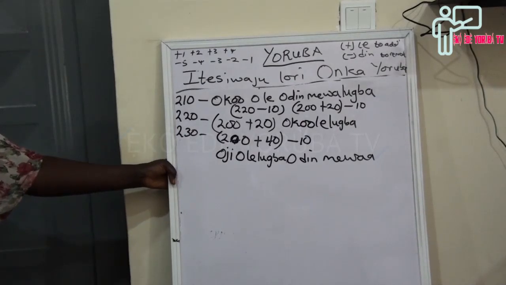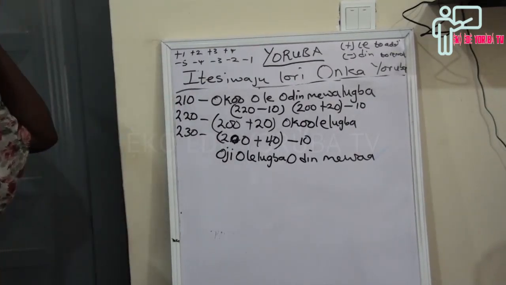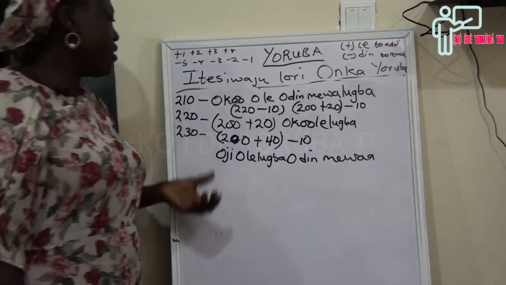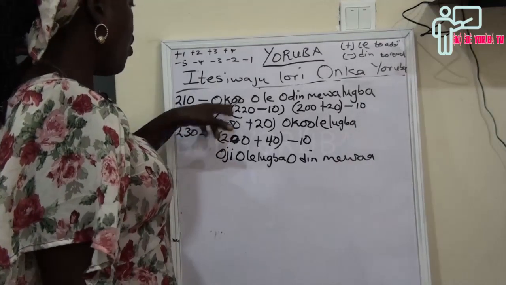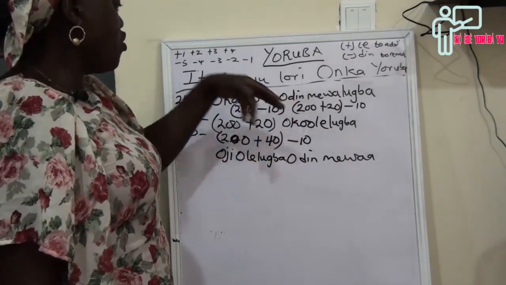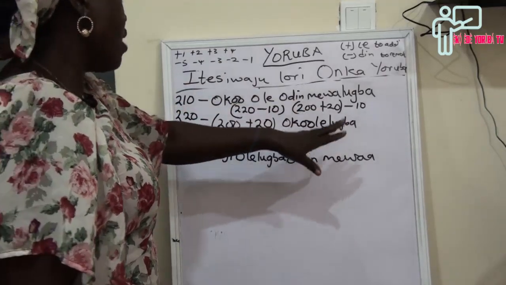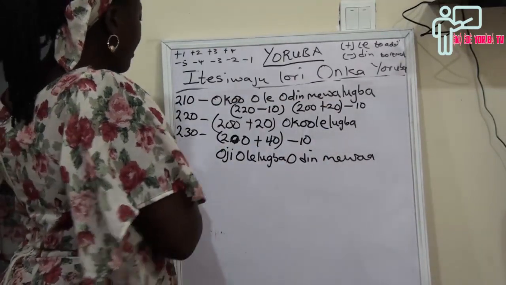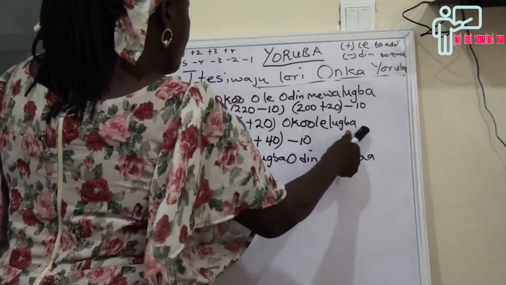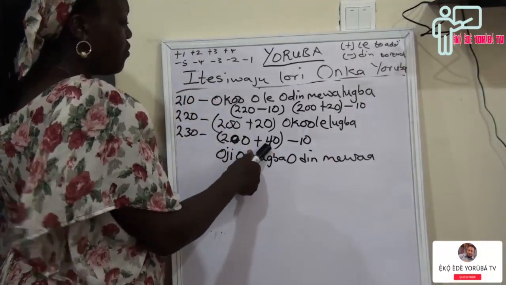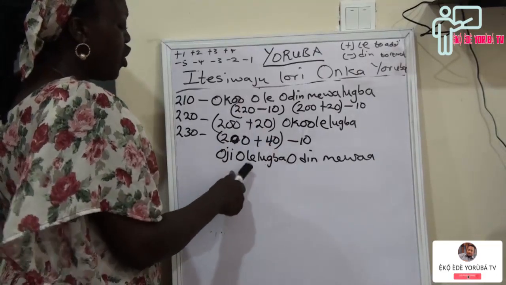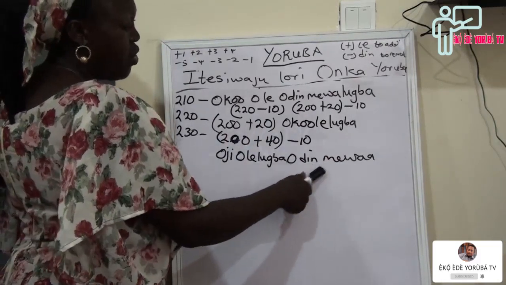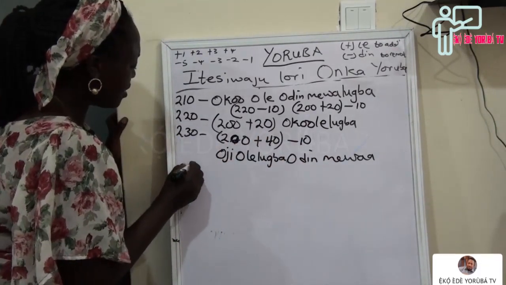You can see. Òjì. Ogójì. I said we have oko, òjì, ọ̀tà, ẹ̀rin. So oko, ó-lé-lúgba, you can say ó-lé-lúgba, ó dín mẹ́wàá lúgba. So now this one, 220, is now okòólélúgba. So 200 plus 40 minus 10. Now it's òjì-ó-lé-lúgba, ó dín mẹ́wàá.